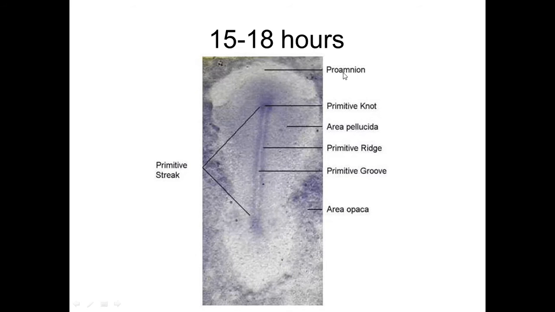Another structure is the proamnion. This proamnion part here is actually not going to be a part of the amnion, but it's defined as a collective compaction of cells, aggregates of cells on the more cephalic region, the more anterior region of the growing chicken embryo. This area is free from mesoderm.